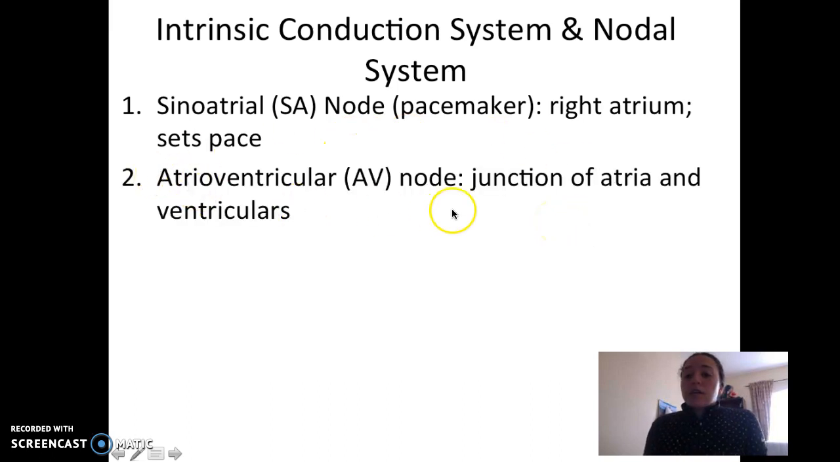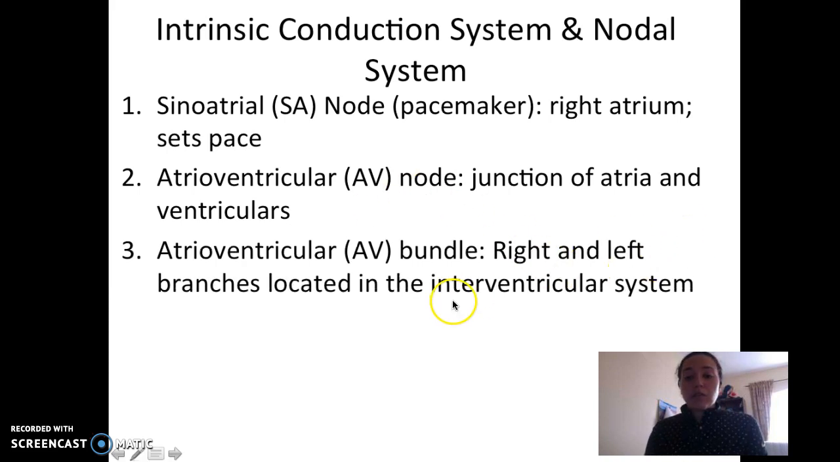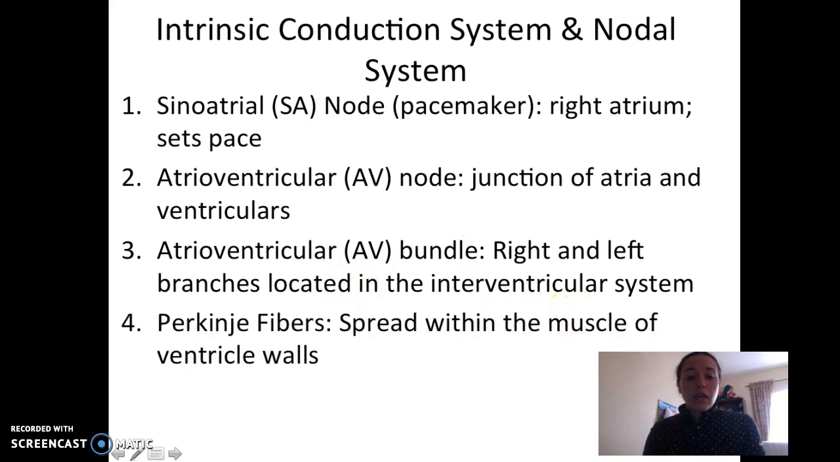Your AV node is in the junction of the atrium and ventricle. It will be the beginning of the contraction of your ventricles. Your AV bundle has 2 branches, a right and a left one, located in the interventricular septum. And then you have Purkinje fibers. They spread within the muscle of the ventricle walls. When depolarization is occurring in any of these structures, that's when it's contracting.